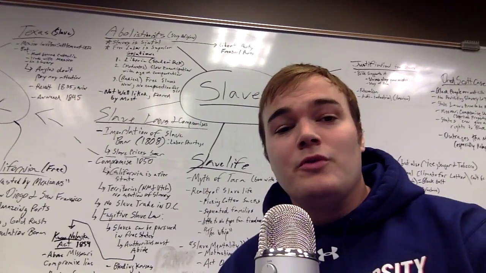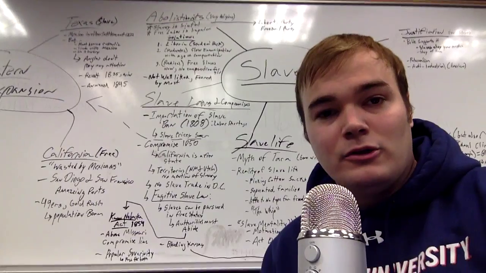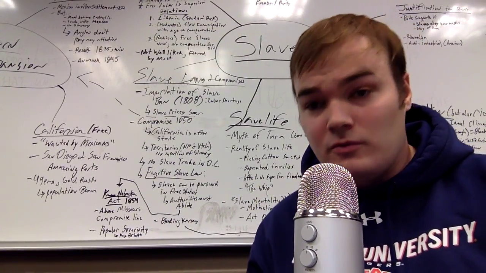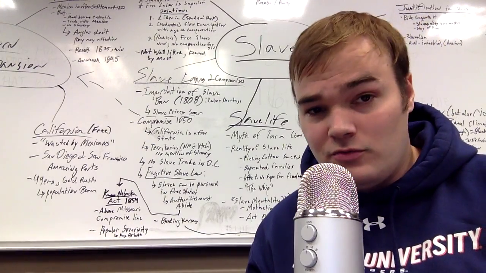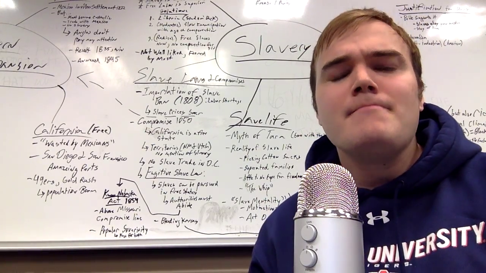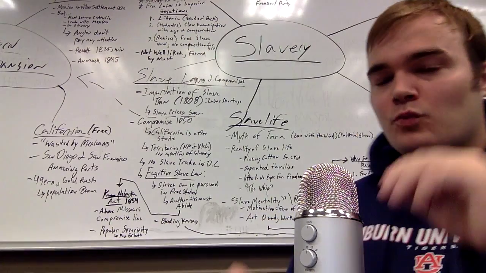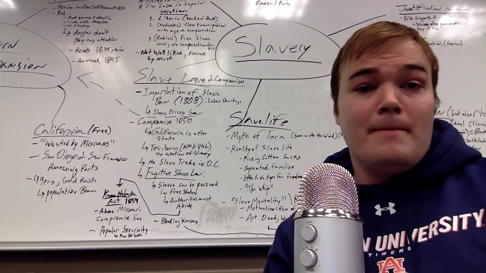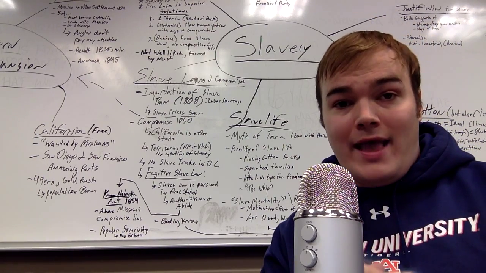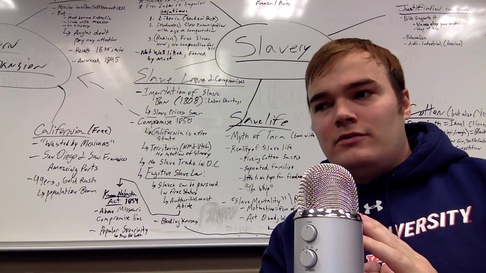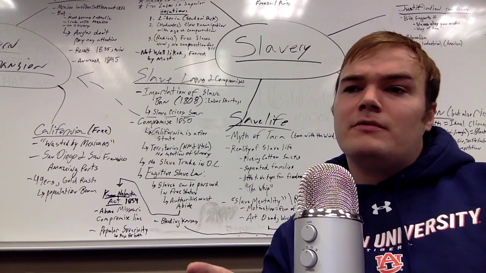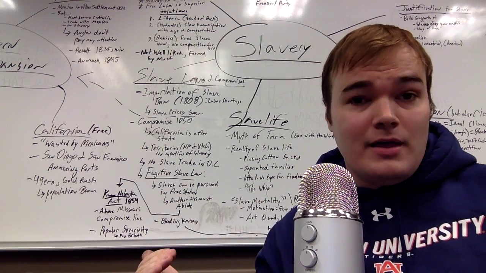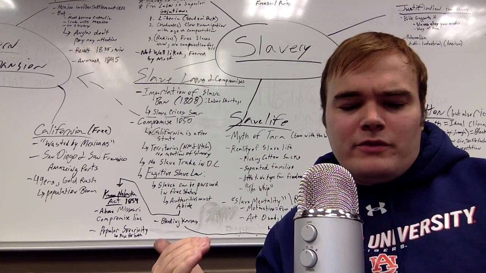So let's move on to these slave laws and compromises. Now, this is really, really important stuff. If you're going to focus on one part of this video, you should focus here. All right? The very first one, this is really, really important. We have the importation of slavery ban in 1808. This is something that the Founding Fathers set in place. They said, hey, we'll allow the importation of slaves for a while, but we're going to cut it off in 1808. This is going to be huge.